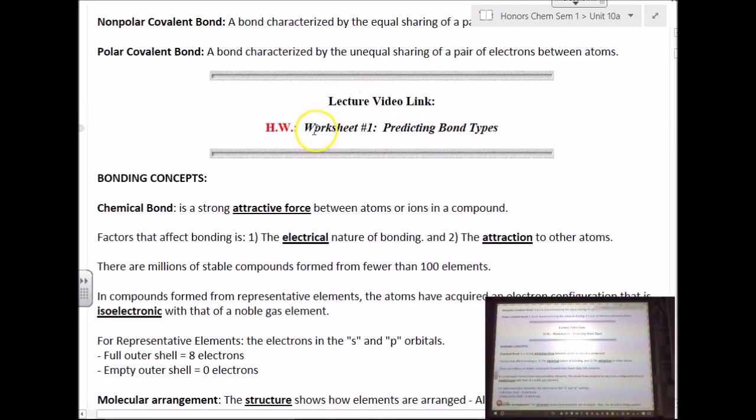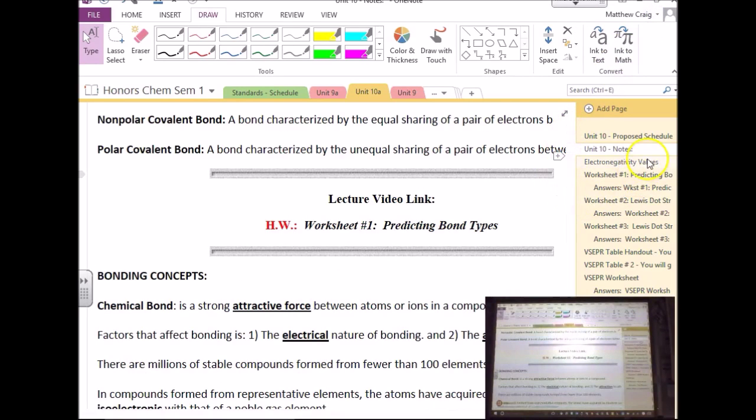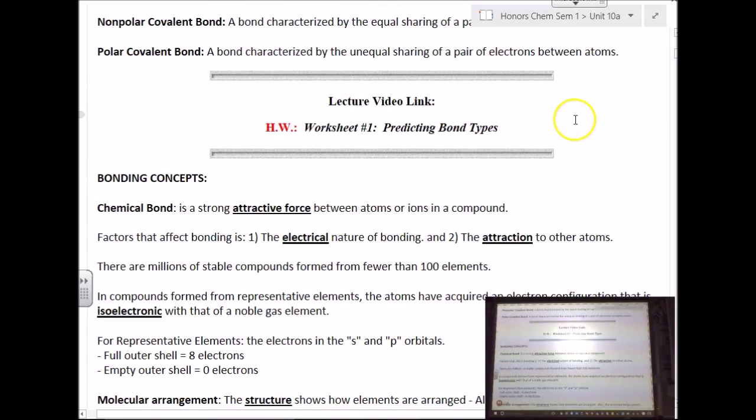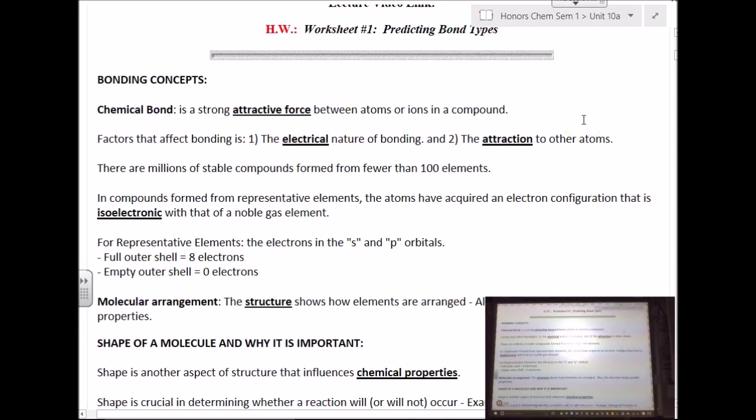And the homework for tonight is worksheet number one, which is located right underneath the electronegative values. So we'll talk about that here in a minute. So bonding. This whole topic and next topic will deal with bonding. For this topic, we're going to talk about the bonding between atoms. And then next topic, we'll talk about the bonding between molecules.